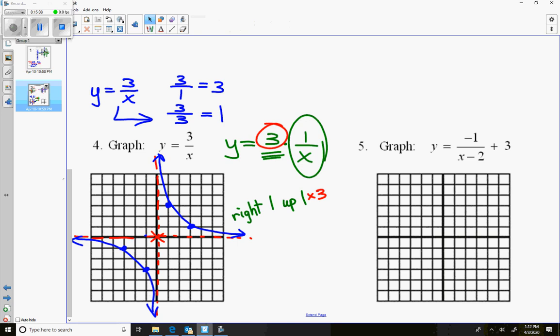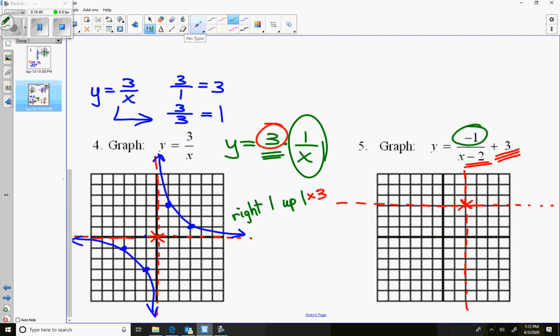And then the last one, number 5. That tells us to go 2 to the right and 3 up. So to the right, 3 up, there's our starting point. Through that starting point, I have a vertical and horizontal asymptotes.